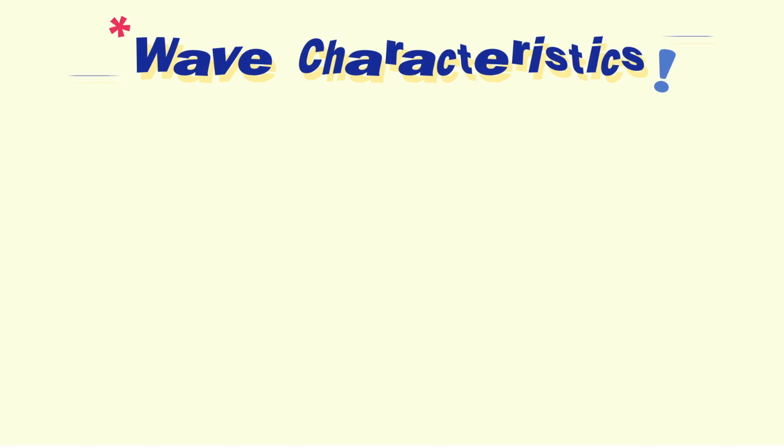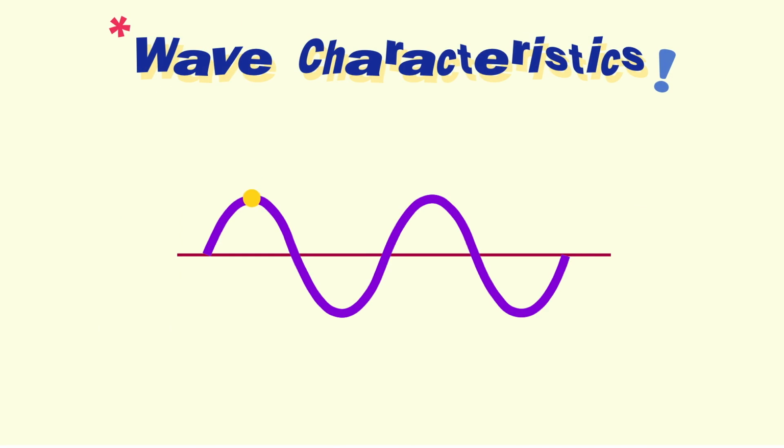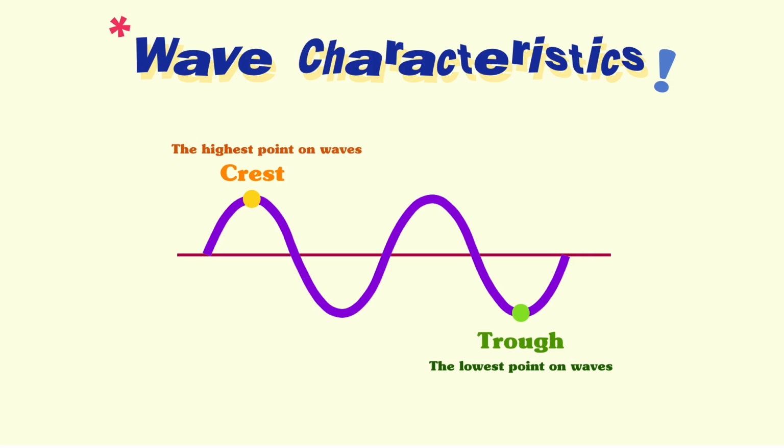Next is the wave characteristics. This point right here is called the crest, which is the highest point on waves, while this point right here is called the trough, which is the lowest point on waves.